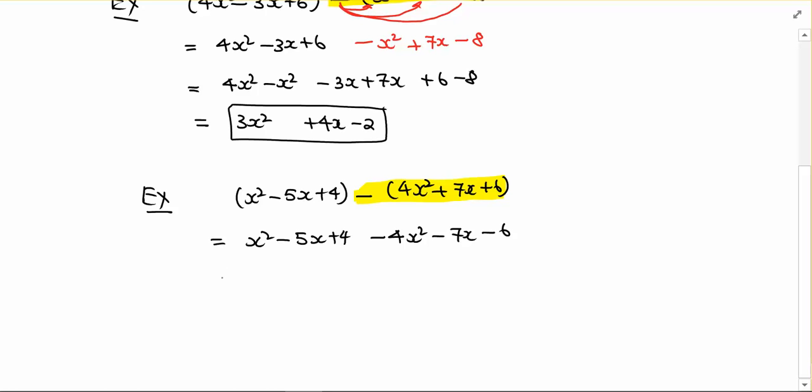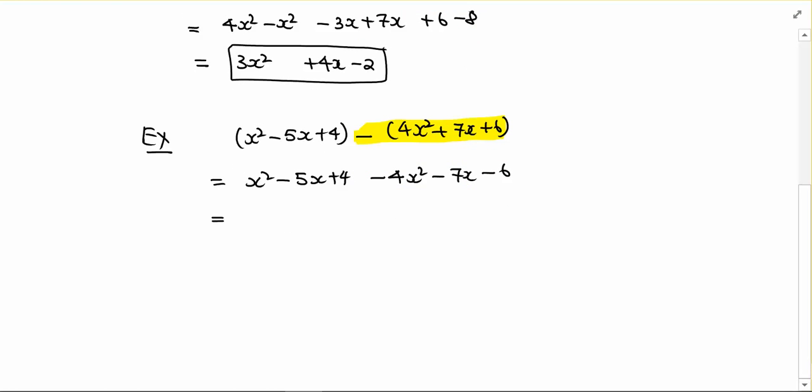Then I'm going to use the commutative property to move things around. So x squared minus 4x squared minus 5x minus 7x plus 4 minus 6, and now we combine like terms. This is a 1, remember, so that's a negative 3x squared, that's a minus 12x, and then that's a minus 2.